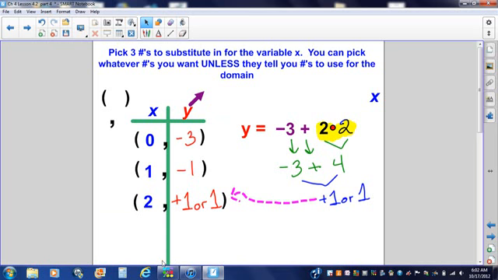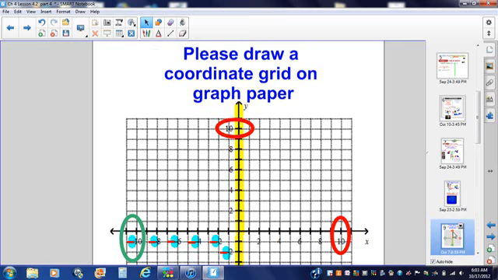Then I had you draw a t-chart. I had you put x on one side, y on the other. I told you to pick 3 numbers, put them in for x. So I chose 0, 1, and 2. When I put 0, 1, and 2 in for x, these are the answers I got. So today we are going to graph it.